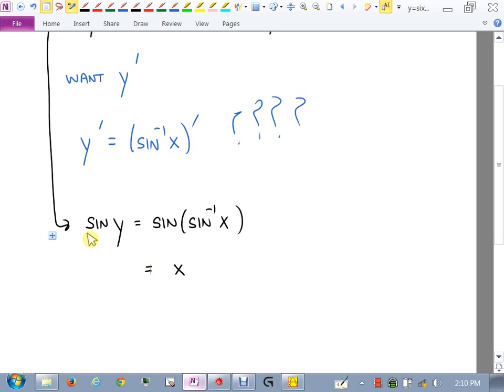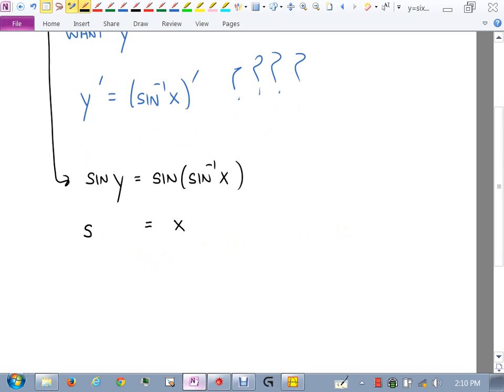And on the left side, well, can't do anything about that. Sine y equals x. Big deal. That doesn't help me with the derivative yet. Do you see what I can do? Drum roll. What am I looking for? y prime. Can you get me a y prime out of here?